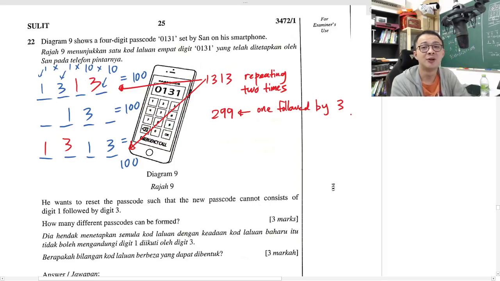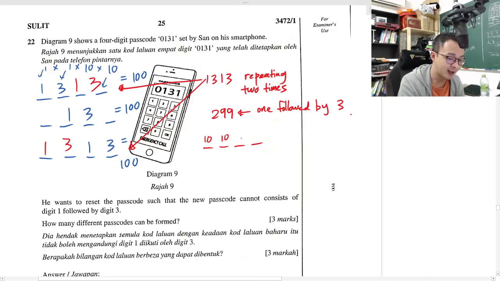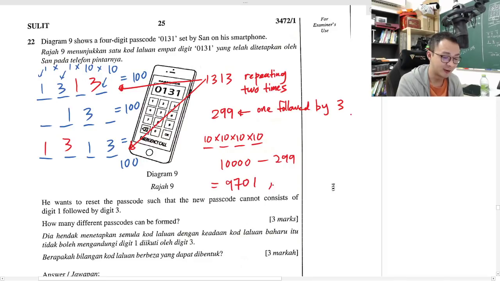Okay, and then I do not want this one, so I will find all the possible ways minus this one. It's 4 digits here. This is 10 ways, 10 ways, 10 ways, 10 ways, which is 10,000. So I just use the 10,000 because you're going to multiply them, minus 299. So my final answer should be 9701. Alright, so yeah, this one should be the final answer.